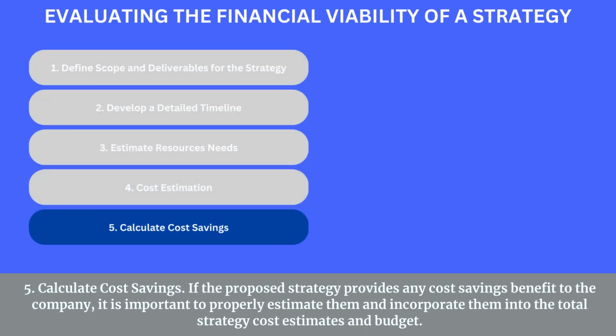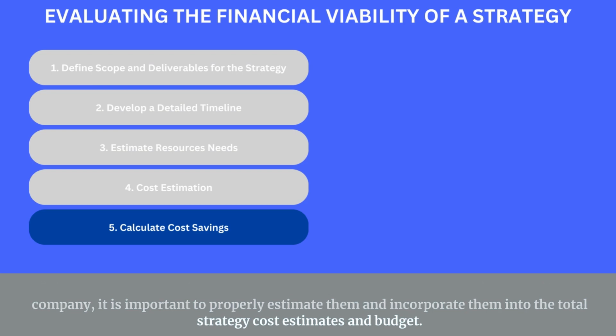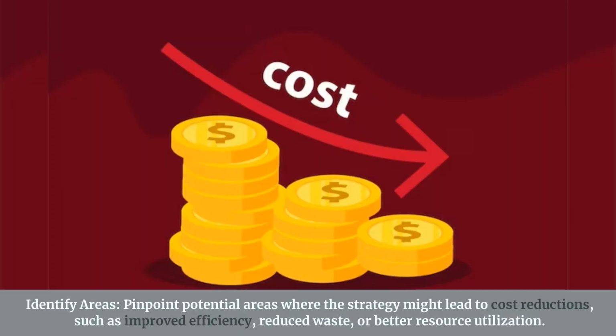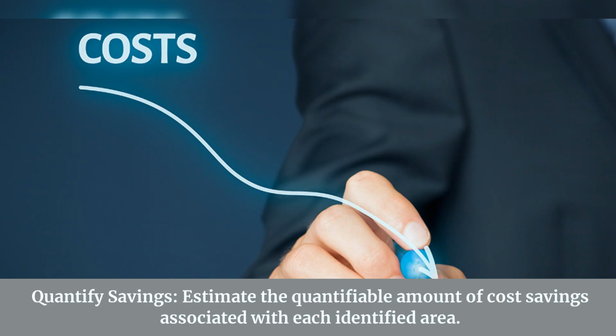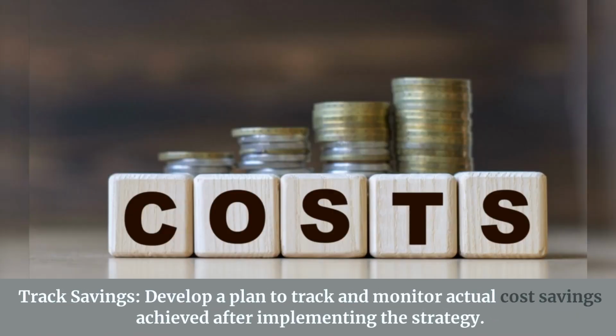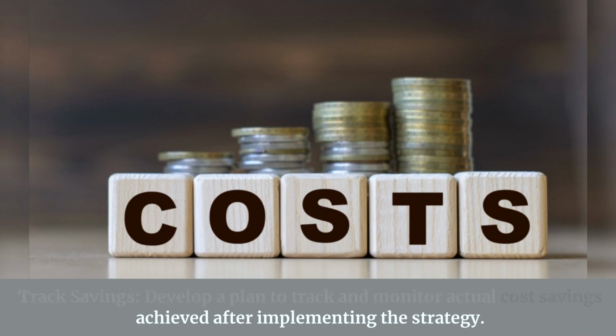5. Calculate cost savings. If the proposed strategy provides any cost savings benefit to the company, it is important to properly estimate them and incorporate them into the total strategy cost estimates and budget. Identify areas. Pinpoint potential areas where the strategy might lead to cost reductions, such as improved efficiency, reduced waste, or better resource utilization. Quantify savings. Estimate the quantifiable amount of cost savings associated with each identified area. Track savings. Develop a plan to track and monitor actual cost savings achieved after implementing the strategy.